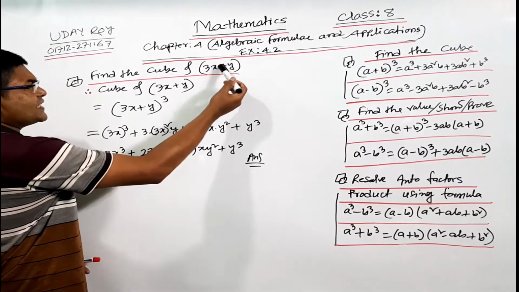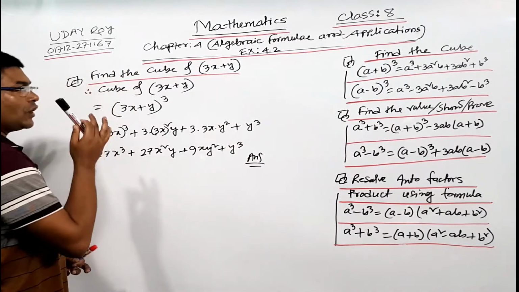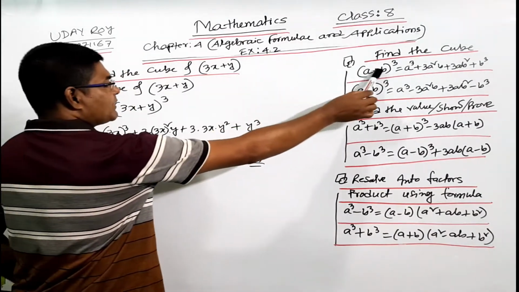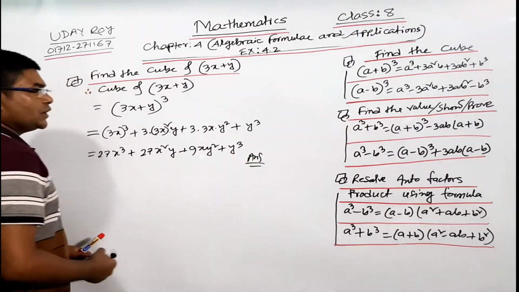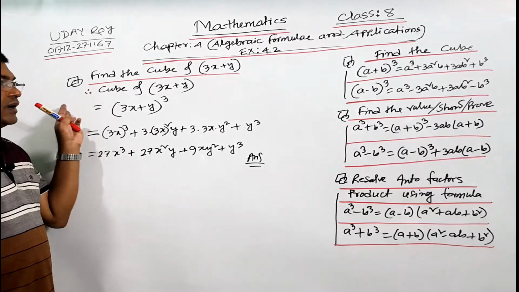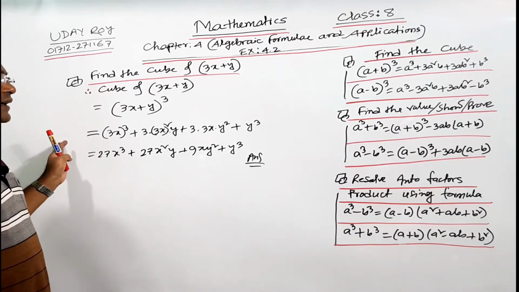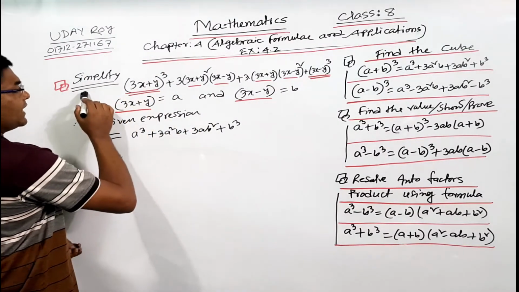If you can see here is minus, then you have to use a minus b whole cube rules. So for plus, you have to use a plus b whole cube. For minus, you have to use a minus b whole cube. So find the cube, we have learned. Now we will learn some simplify. Here is another simplify.